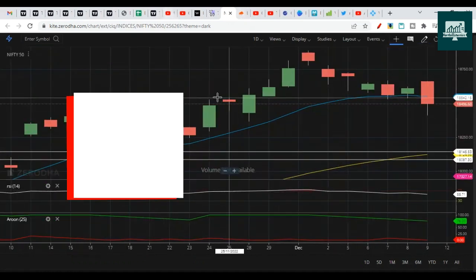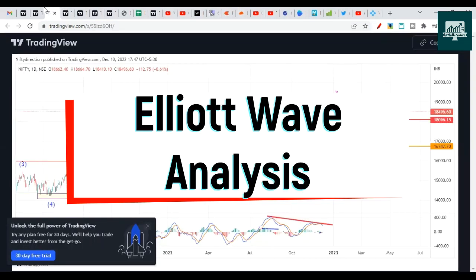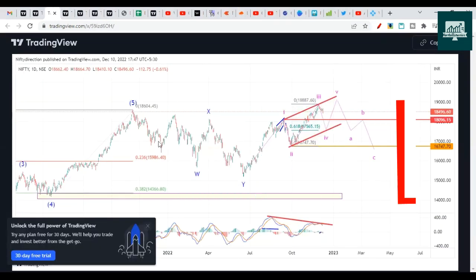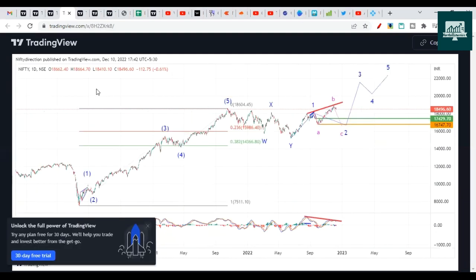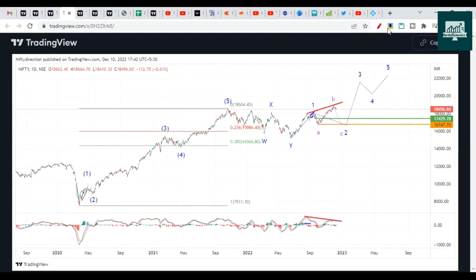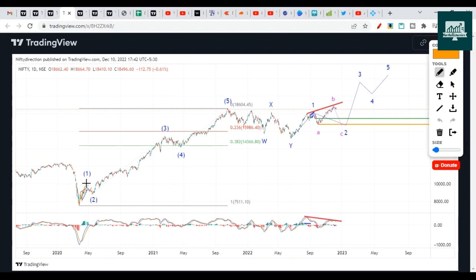So moving on to the next, we'll check the Elliott wave analysis. So yeah, this is the chart. This is one of the charts that we can consider. Okay, let's first check this one. So this is the wave count from COVID low. I'm assuming this has a leading diagonal 1, 2, 3, 4, and 5 finished here. So this is wave 1 in a larger degree, and this is wave 2.